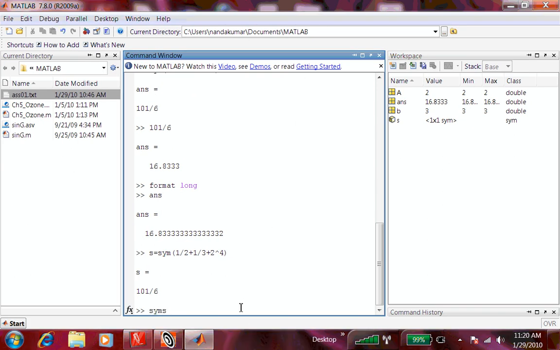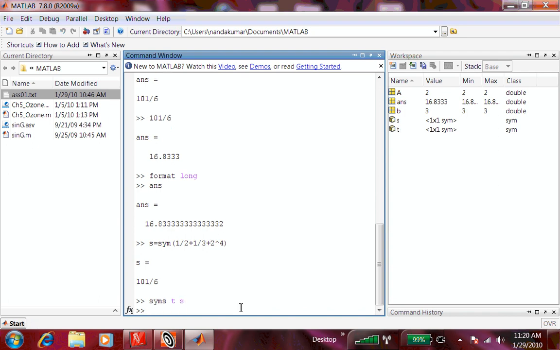There is a command called syms, which declares a certain set of variables as symbols. I'm going to do T and S, because these are the two variables that you use in Laplace transform. So T and S are treated as symbols, and then I'm going to define a function F as exponential minus A times T. It's going to give me an error message, and I want you to be able to detect what the error message is. What am I trying to do? I'm trying to define a function. I'm not trying to evaluate the function. That's a big difference.